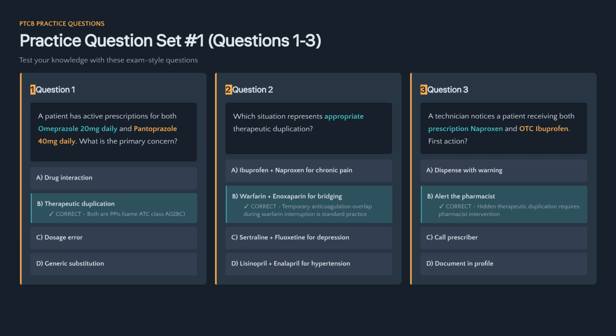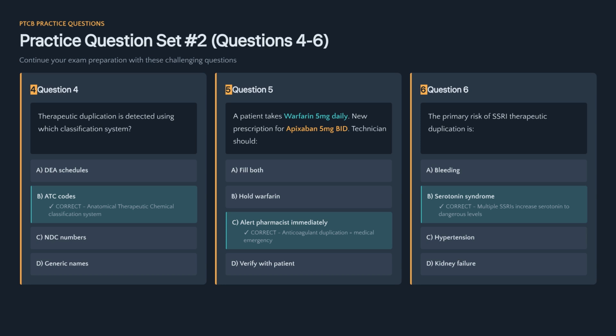Question 1. Omeprazole and pantoprazole is therapeutic duplication. Question 2. Warfarin and enoxaparin for bridging is appropriate duplication. Question 3. Naproxen and OTC ibuprofen requires alerting the pharmacist. Question 4. Therapeutic duplication is detected using ATC codes. Question 5. Anticoagulant duplication requires immediately alerting the pharmacist. Question 6. The primary risk of SSRI duplication is serotonin syndrome.